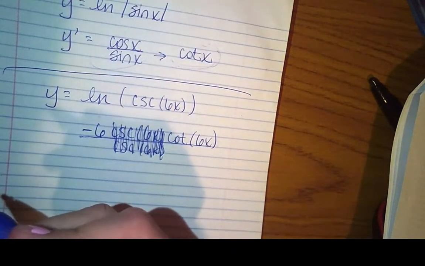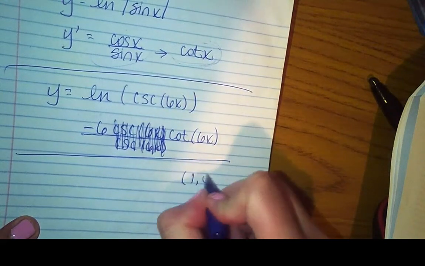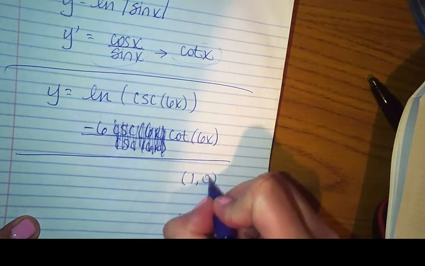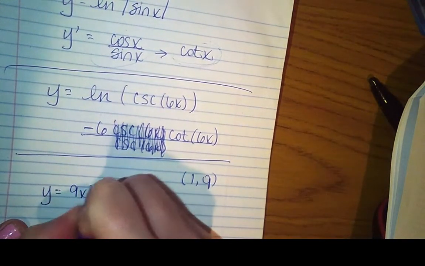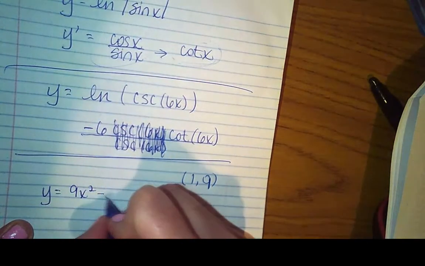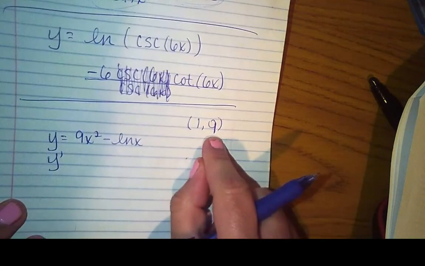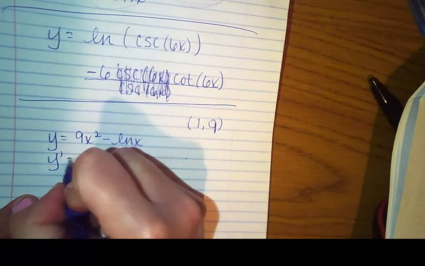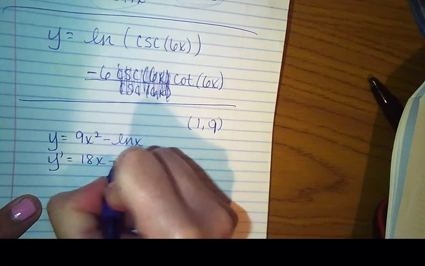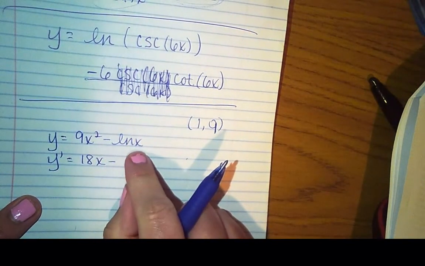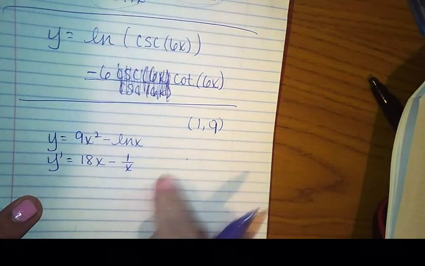Second of all, if I want to find the derivative, again, I'm using the point 1 comma 9. And then I've got y equals 9x squared minus the natural log of x. So I want to take a derivative. I've got my x, I've got my y. The formula for slope will be the derivative of this. That gives me 18x minus, what is the derivative of the natural log? It's the derivative of the argument over the argument itself. So that's my formula for slope.